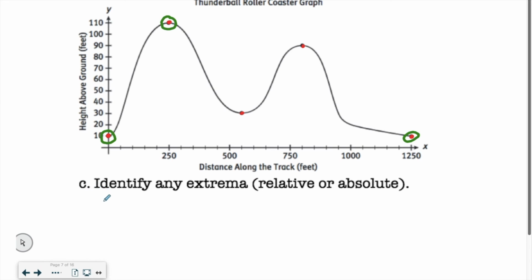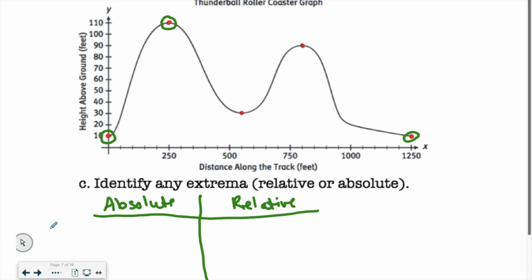So down here I'm going to write absolute, and you can write relative if you want. You can make a little table to organize the information. Then over here we can write minimum and maximum. So our absolute minimum, which is the lowest point that it ever goes to, is going to be 0, 10. And that's my and sign, 1250, 10.